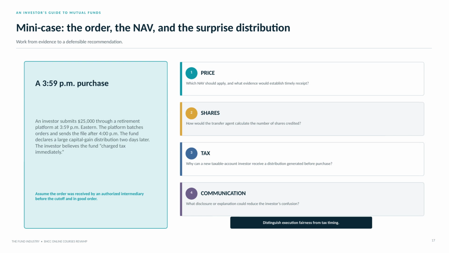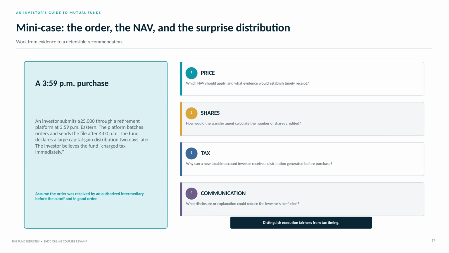Apply the framework to this mini case. An investor submits a $25,000 purchase through an authorized retirement platform at 3:59 p.m. Eastern. The platform batches the file and sends it to the fund after 4 p.m. Two days later, the fund declares a large capital gain distribution, and the investor believes the fund charged tax immediately. Assume the order was received before the cutoff and was in good order.